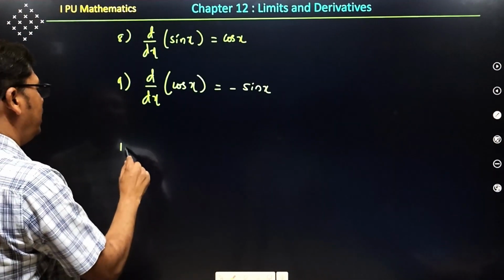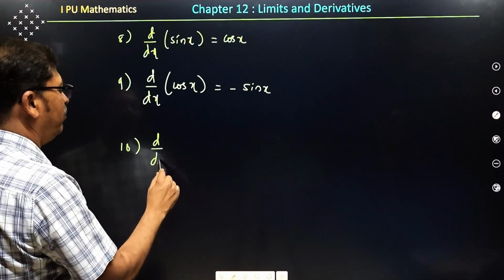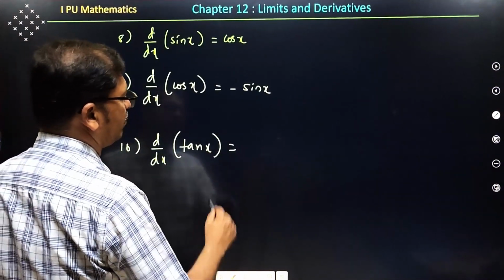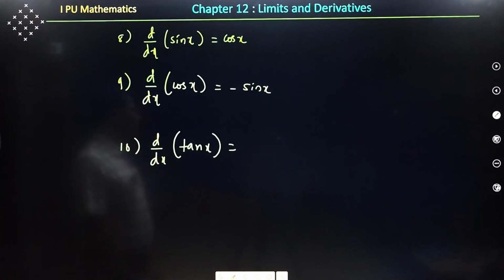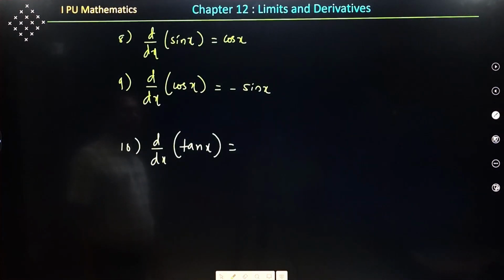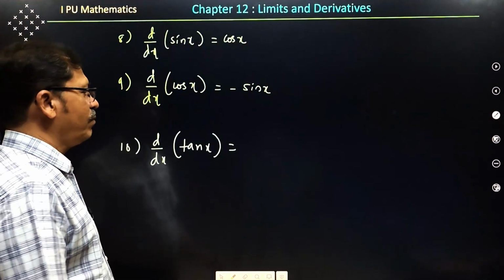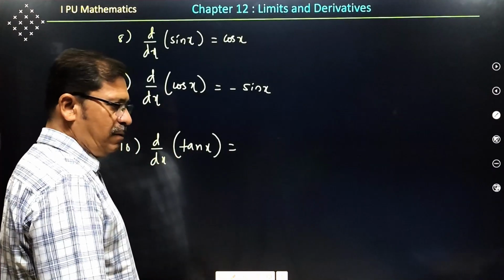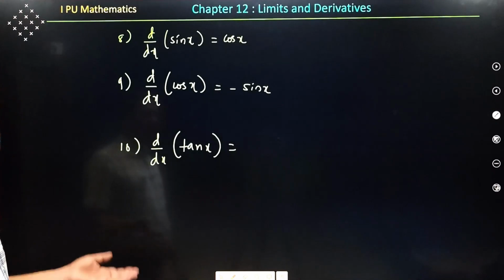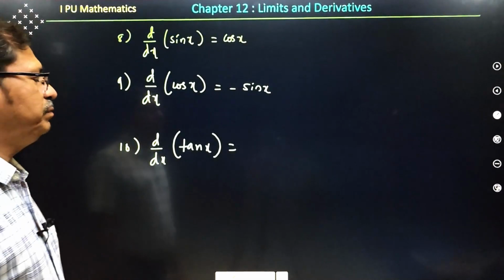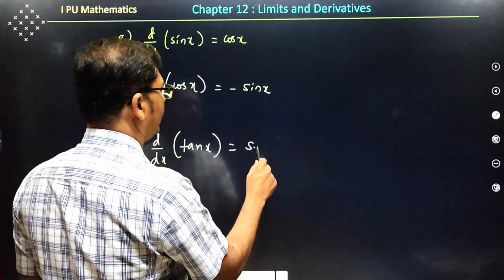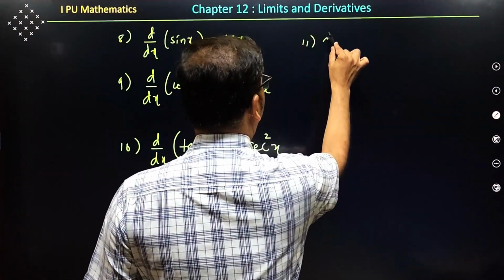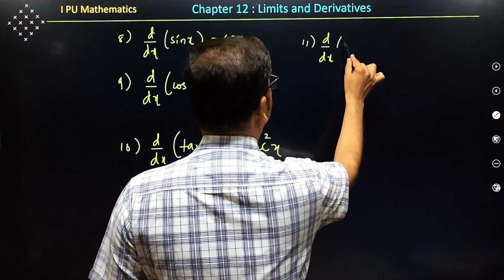Next, derivative of tan x. We proved it yesterday. Derivative of tan x is equal to what? d by dx of tan x is equal to sec square x. Okay.